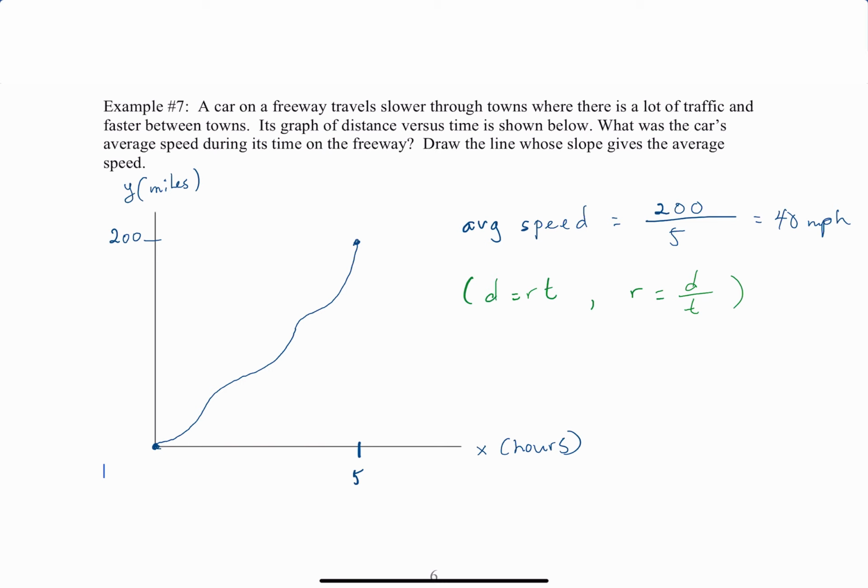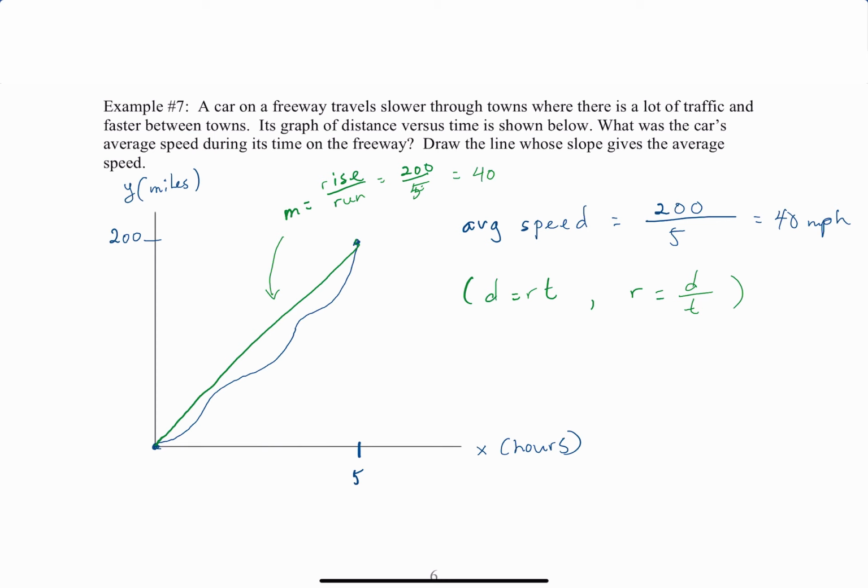Can we draw a line whose slope gives the average speed? Yes, we can. It's the line that joins the beginning point to the ending point. The slope of that line would be, as usual, rise over run. The rise is 200 miles, the run is 5 hours, so we have 40 as the slope.